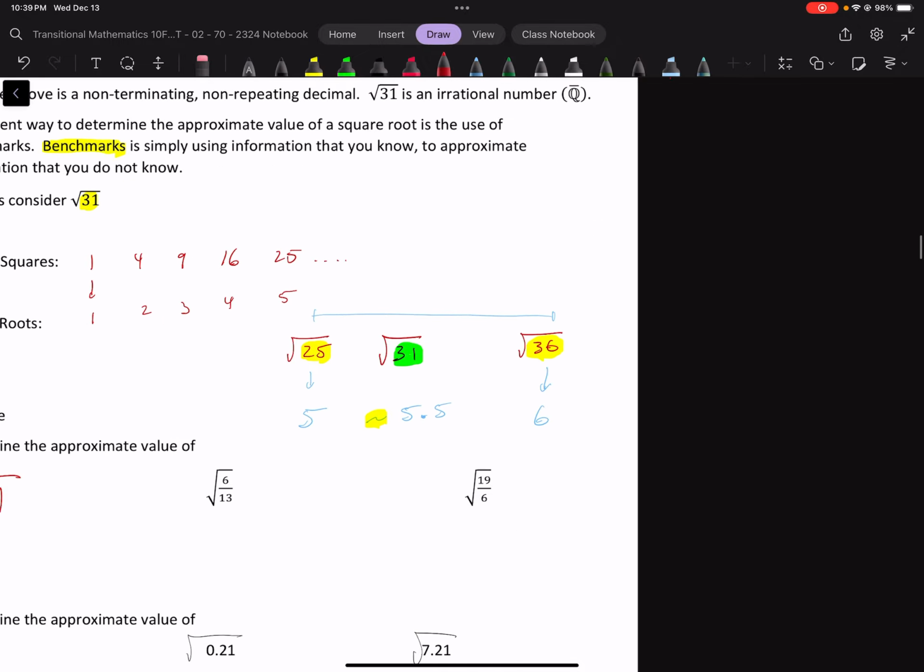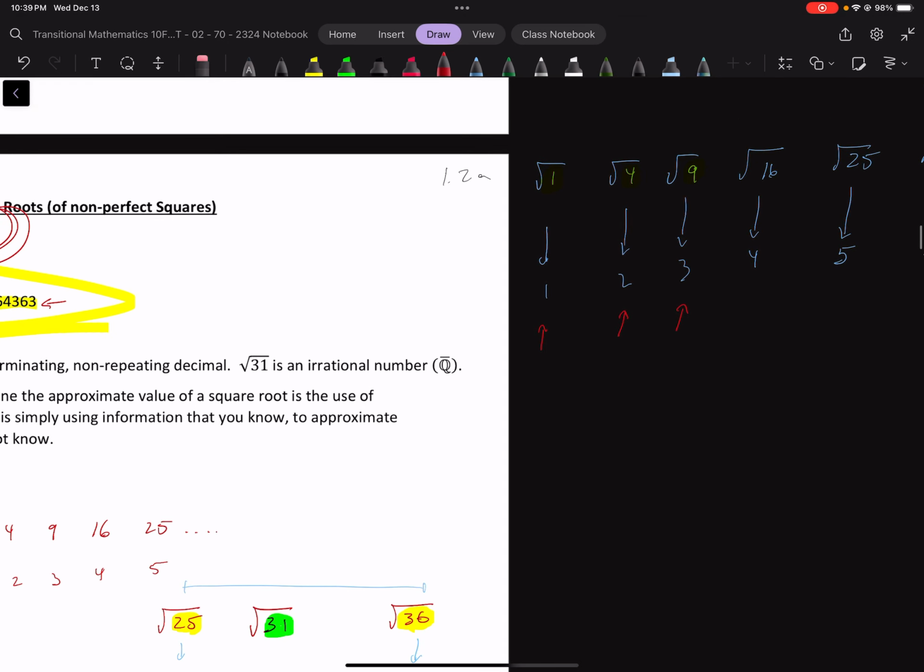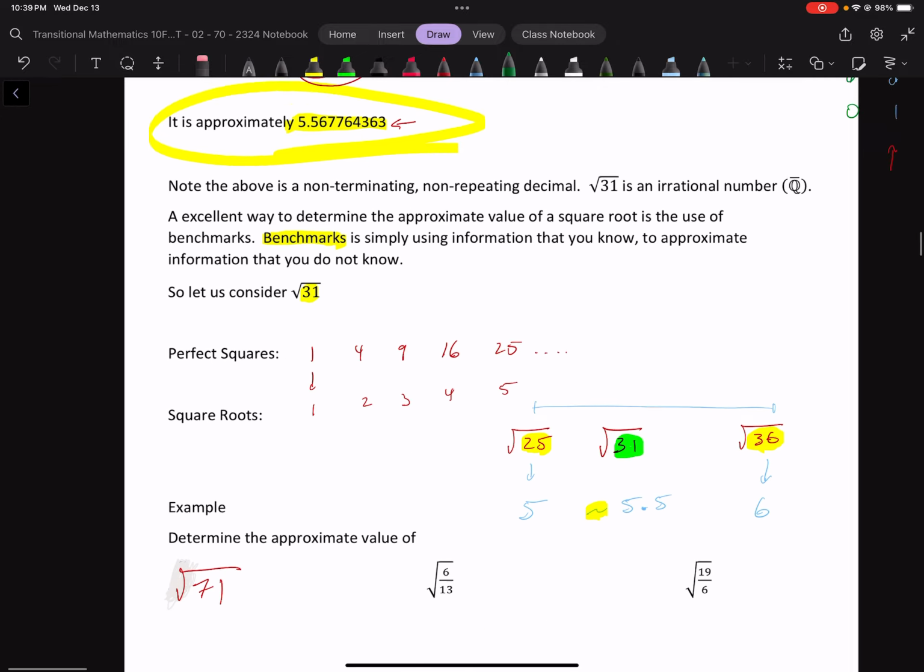If I go all the way back here, I think I may have forgotten the first perfect square. And the first perfect square is actually 0. The square root of 0 is actually 0. That might come in handy a little bit later.